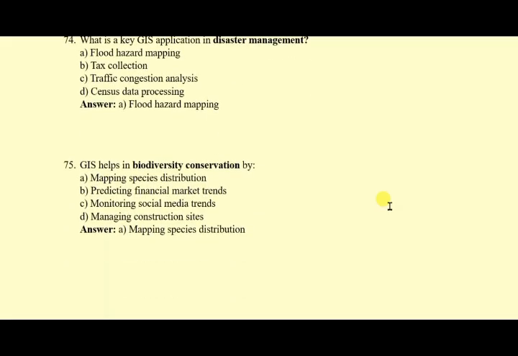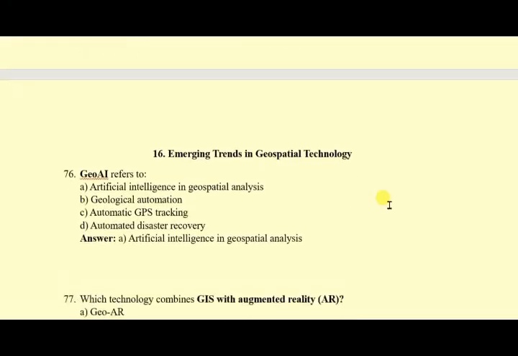75. GIS helps in biodiversity conservation by mapping species distribution, predicting financial market trends, monitoring social media trends, managing construction sites. Right answer will be mapping species distribution.